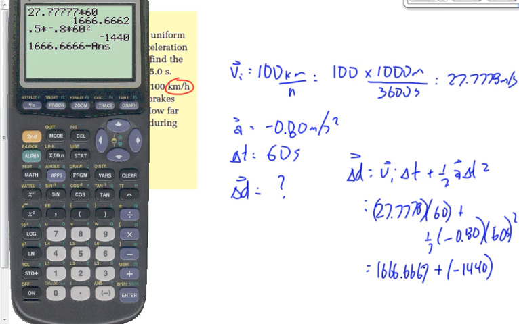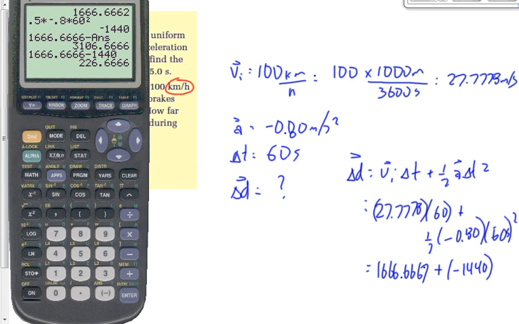Subtract 1440 now. What did I do? Oh my goodness, what have I done? Yeah, I just subtracted a negative. I didn't want to subtract the negative. I wanted to add the negative, right? So it's 1666 subtract 1440, not subtract negative 1440.